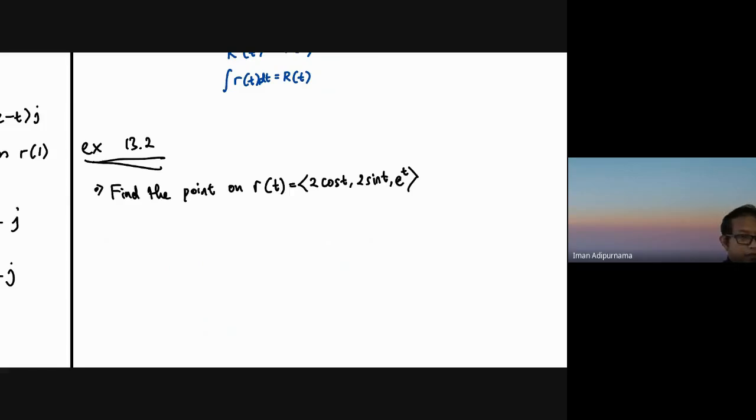You have the vector function r, with that equation, and the parameter t is from 0 to pi. Find the point on this vector function where the tangent line is parallel to the plane.